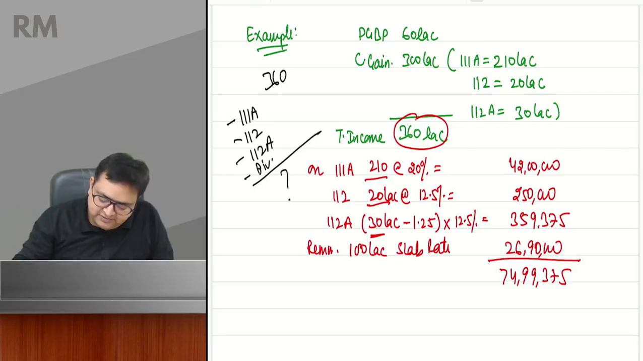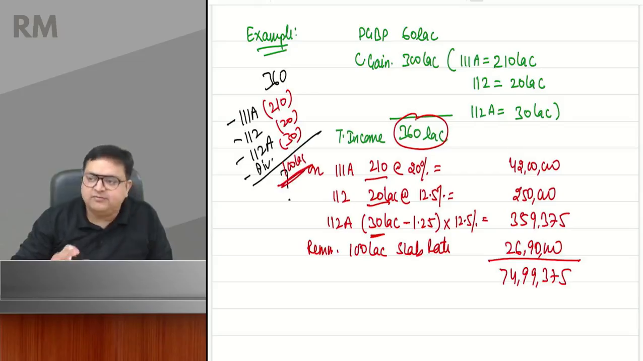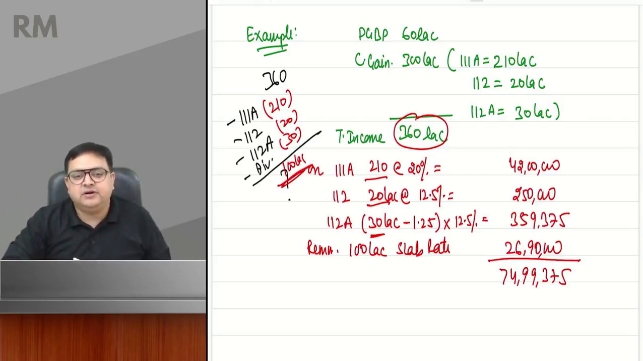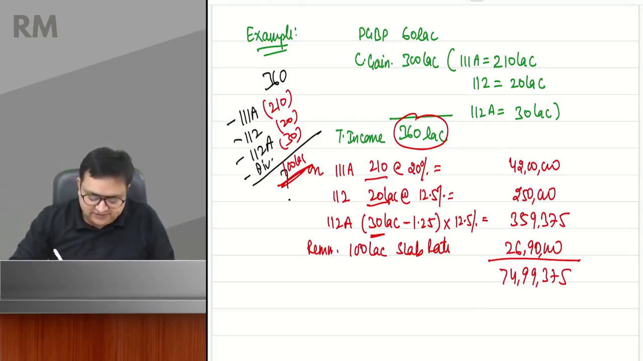So 111A, we have 210 lakh. 112 we have 20 lakh. 112A we have 30 lakh. If I subtract this, I get 100 lakh. Is it more than 2 crore? The answer is no. If this is more than 2 crore, then it is third level.